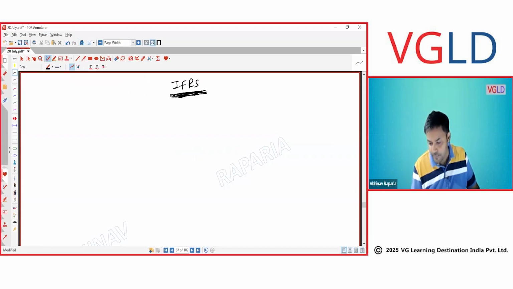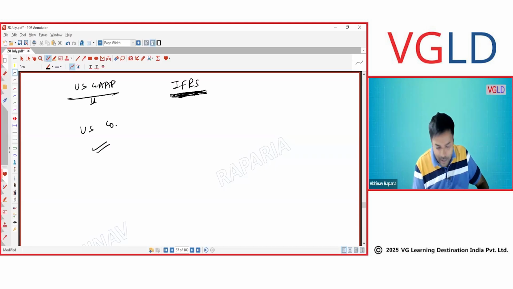IFRS is not US GAAP. My question is, do you understand what IFRS is? US GAAP is the accounting method applicable to US companies. So US companies follow US GAAP. But other than the US, Australia, Europe follow IFRS. Is that okay? Non-US companies follow this.